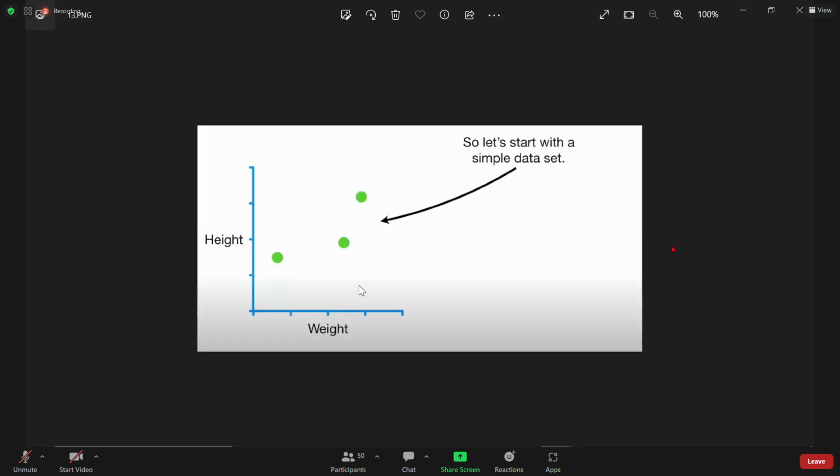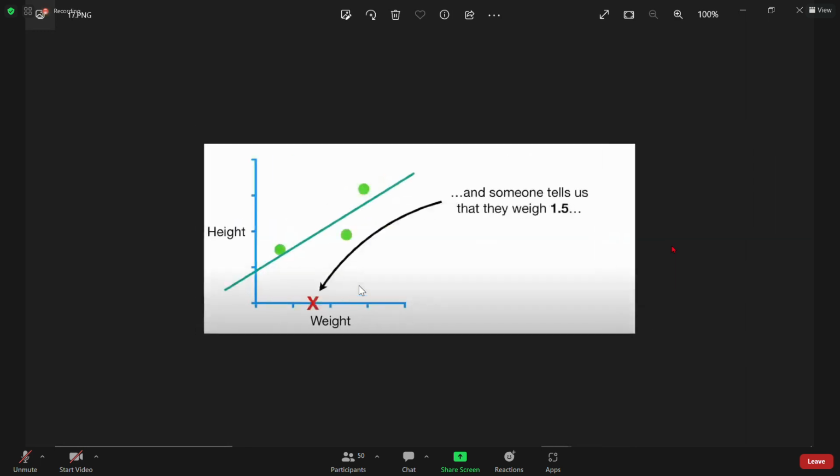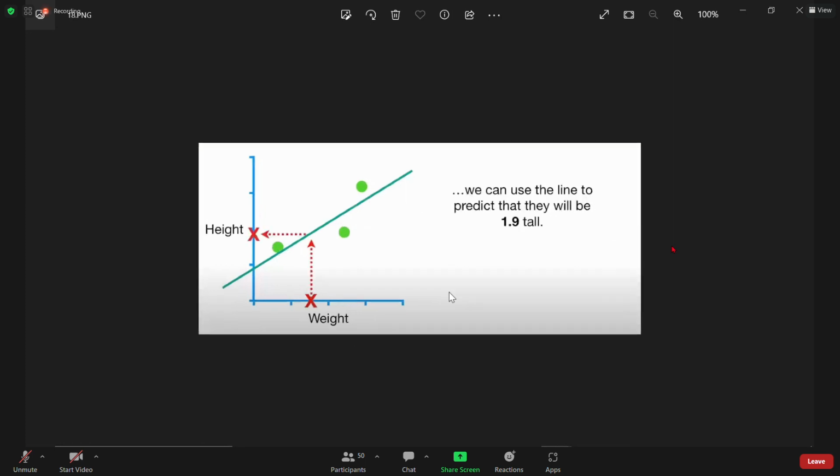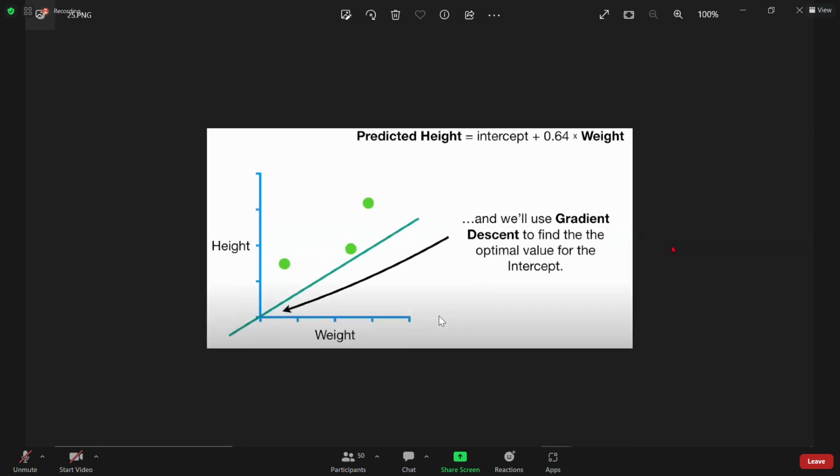In the 3 data points, we have weight on the x-axis and height on the y-axis. Assume the weight of a person is 1.5 pounds and the height is 1.9 tall. To understand gradient descent, we take the intercept as 0 and the slope as 0.64, because if the line touches the origin, then the intercept is 0 and the slope we assume is 0.64.